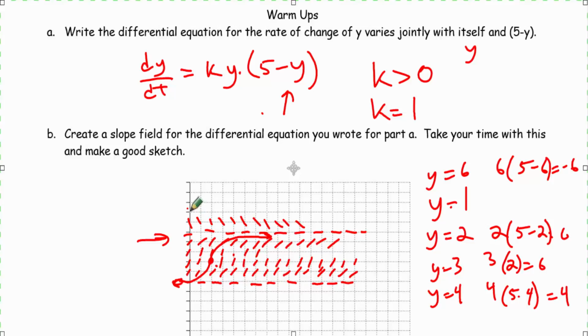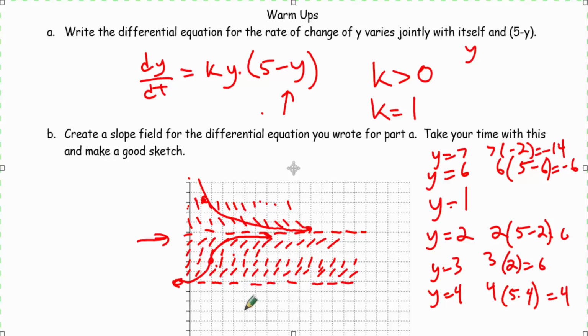So it starts at negative 6, but if I use y equals 7, I get 7 times, well, 5 minus 7 would be negative 2, so I get negative 14. It's just going to get bigger and bigger and more steep. So as you go, these are just going to get more steep up until the point where they kind of look vertical. So if your initial value is up here, my graph will look like this. It'll never cross.